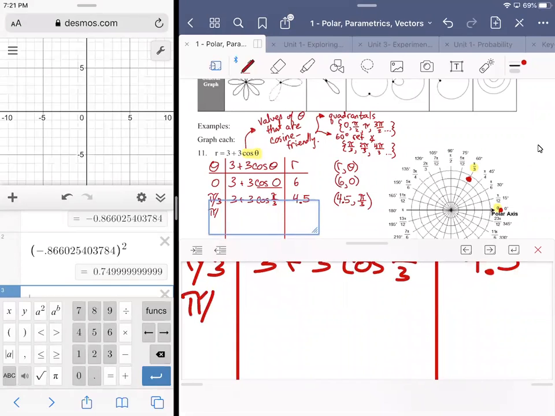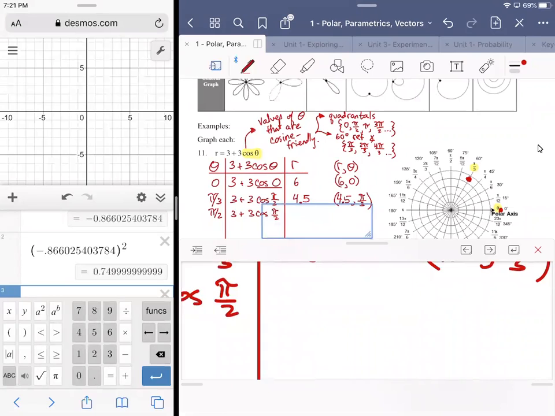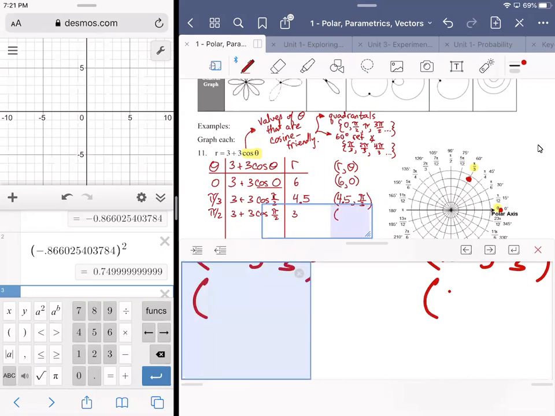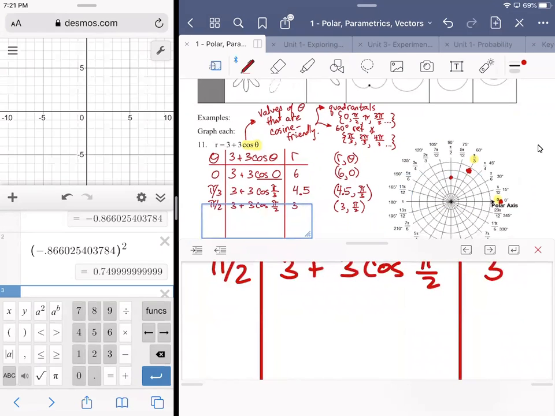So pi over 2, 3 plus 3 cosine pi over 2. Anything on the y-axis, if you think back to the ordinary unit circle, the x value of the coordinates on the y-axis are always 0. Cosine is the x value, and so therefore cosine on the y-axis is always going to be equal to 0. So this just ends up being equal to 3. So 3 comma pi over 2. So 3 steps in the direction of pi over 2. And we're looking at 2 pi over 3.